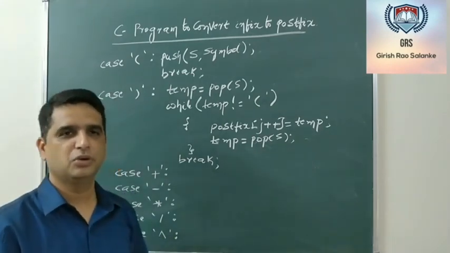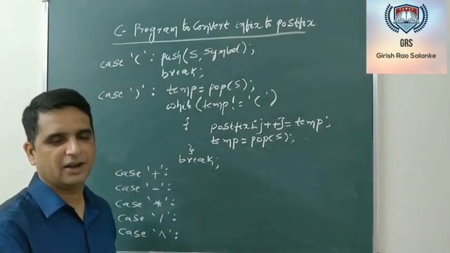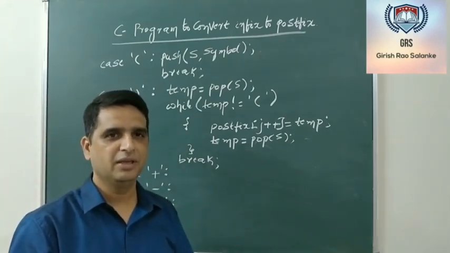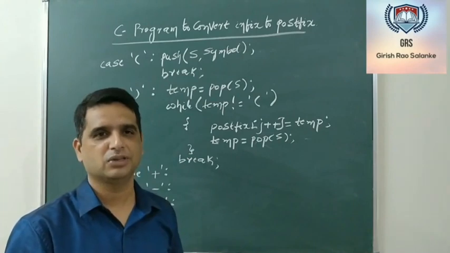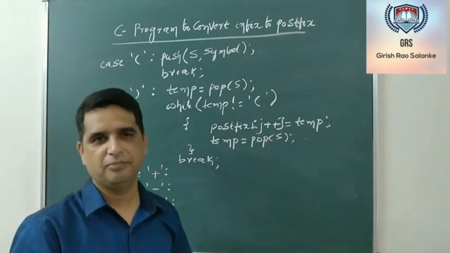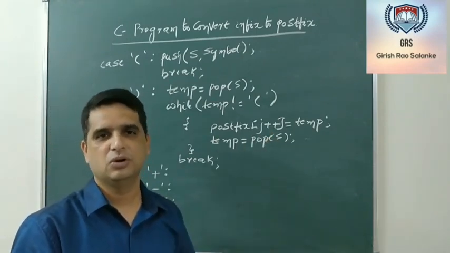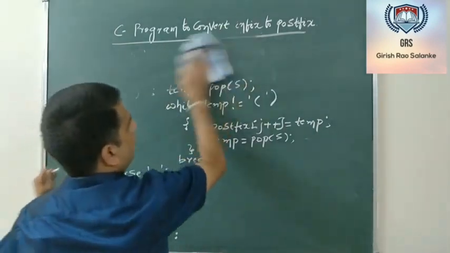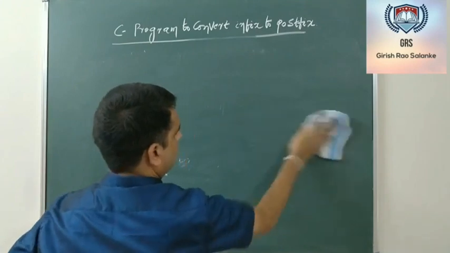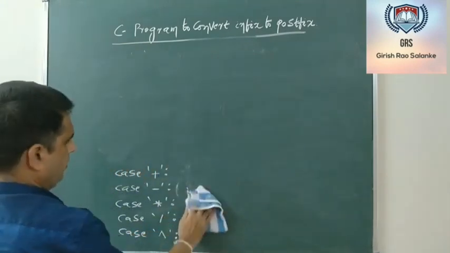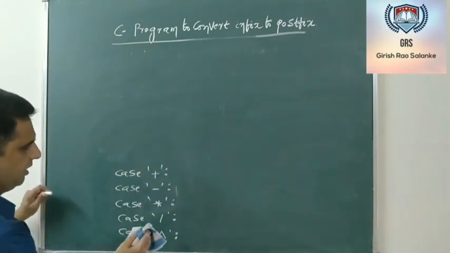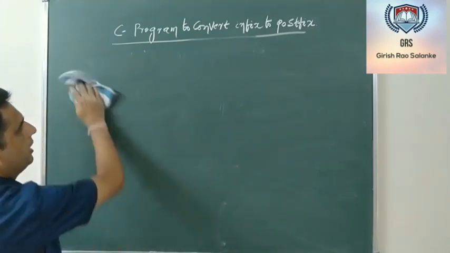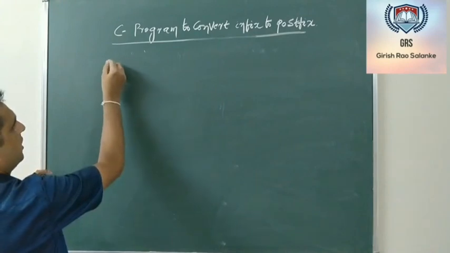Now what we are supposed to do if the scan symbol is an operator? Check in the algorithm what we did. If stack was empty, we directly pushed the operator onto stack. If top of stack was having a left parenthesis, we pushed it onto stack. So just write: case plus, minus, multiplication, division and the exponential operator. I'll write the last statement once again here.